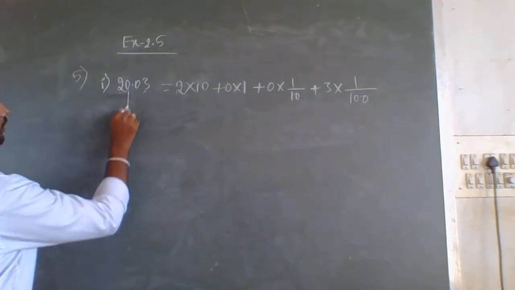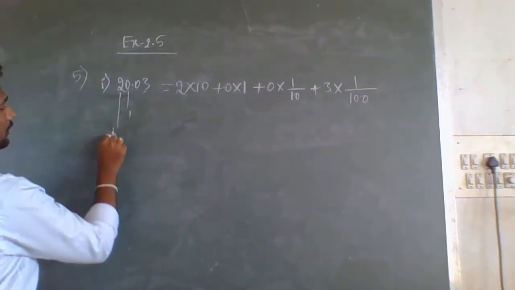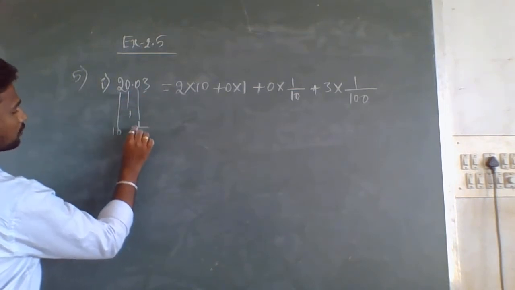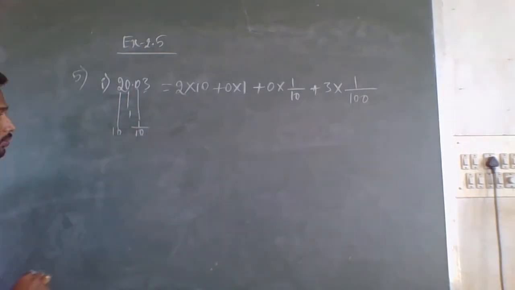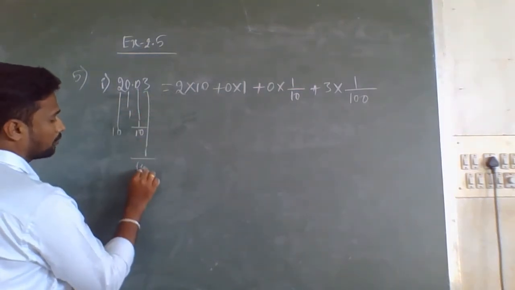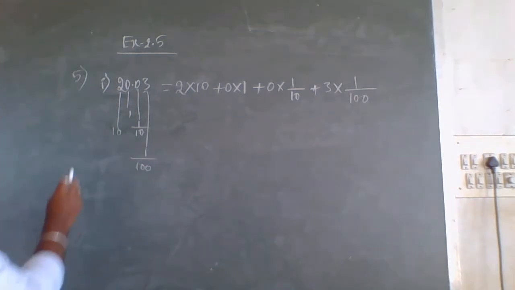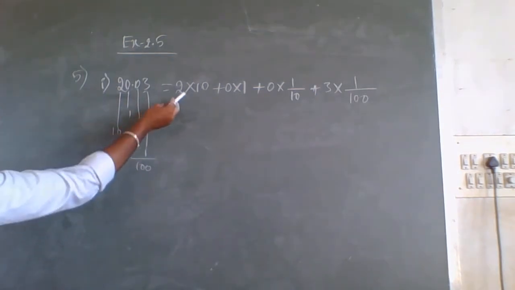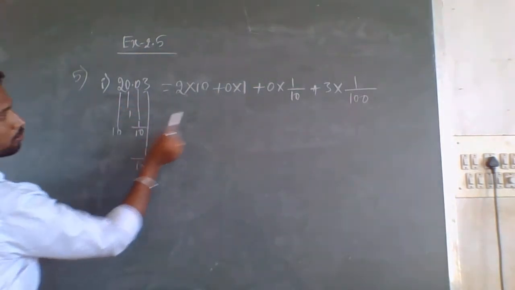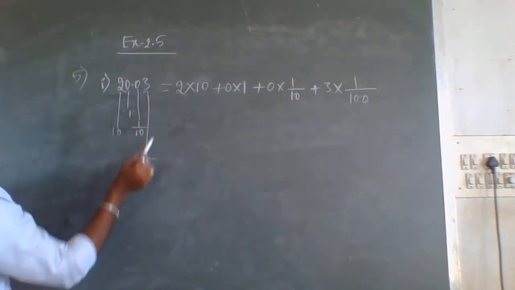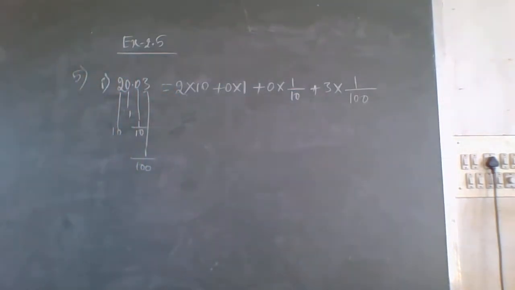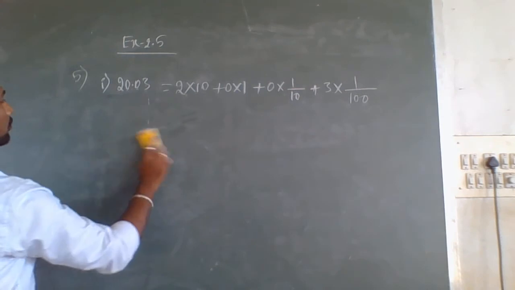Here you can see this is at ones position, this is at tens position, this 0 is at tenth position, means 1 by 10, next 3 is at hundredth position, means 1 by 100. So how to write? You can see here 2 into 10 plus 0 into 1 plus 0 into 1 by 10 plus 3 into 1 by 100. Okay, so like this we will solve second problem.